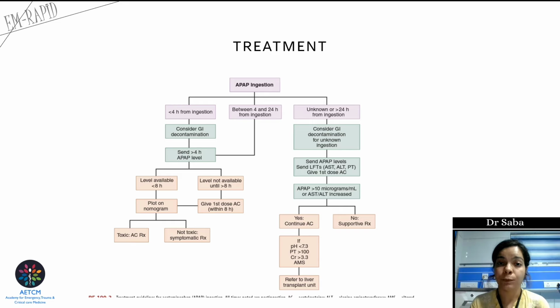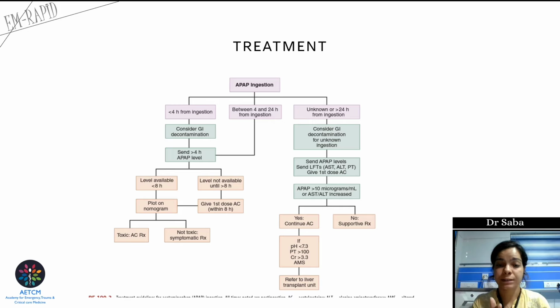Now, let's say the acetaminophen concentration is going to be available to us only after 8 hours, then we will give the first dose of N-acetylcysteine within 8 hours, and then whenever we get the report, or whenever we get to know the levels of acetaminophen in the body, we will plot it on the nomogram, and depending on that, we will further continue the management with N-acetylcysteine if it is toxic, or we will stop the drug, that is N-acetylcysteine, if the levels are not toxic enough.